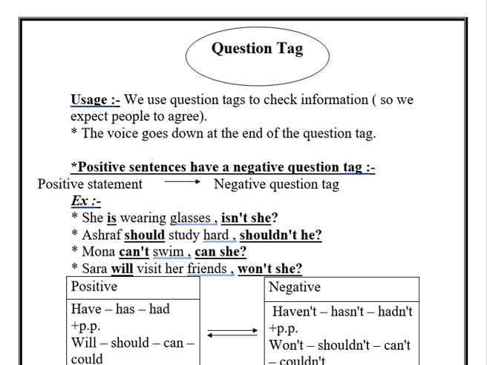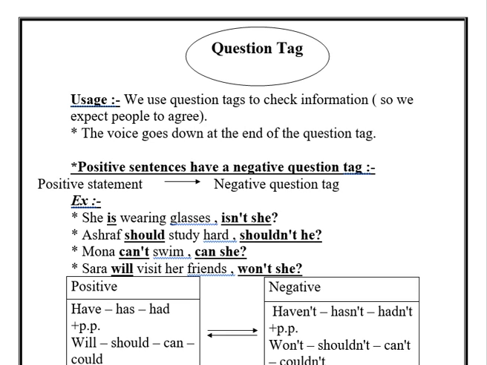Okay, the next example. Ashraf should study hard. There is no pronoun in this sentence, but there is a name of a male. So we put he at the end of the question. As it's positive, we put should in the negative. Ashraf should study hard, shouldn't he?